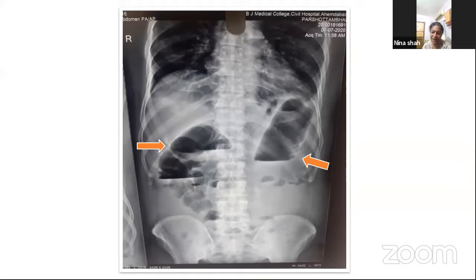So here in the X-ray, you are seeing more gas as compared to fluid. Will you say it is an obstruction or paralytic ileus? Post gastroenteritis, or post dilatation of the large bowel? Rahul, if you are getting lots of gas shadows rather than fluid levels, especially in a patient with a history of diarrhea, will it be paralytic ileus or obstruction? That's what ma'am is asking.